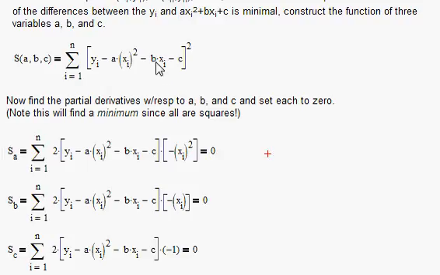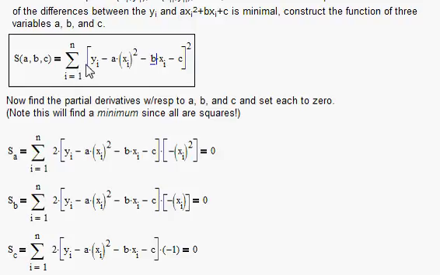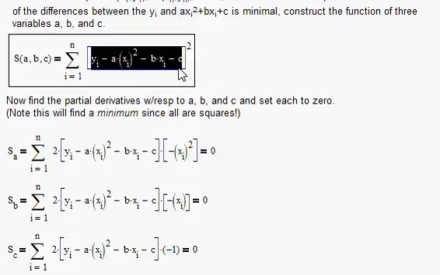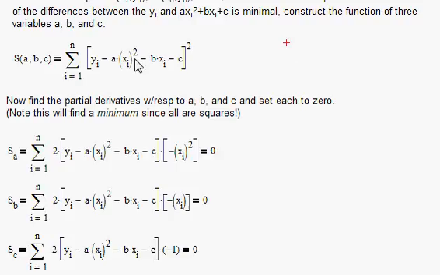And we can do the same thing with b. The partial derivative of this function with respect to b is 2 times the inside part times the derivative of the inside part with respect to b. The rest, of course, are 0 because b doesn't occur. So that's times negative x i, and that also equals 0.